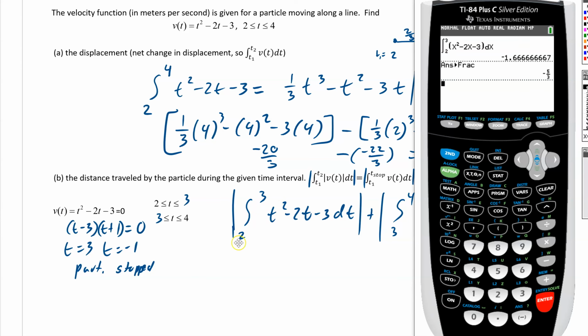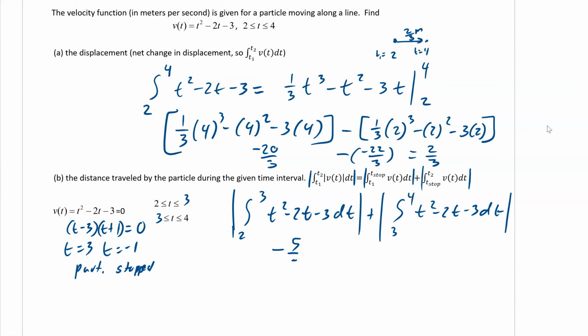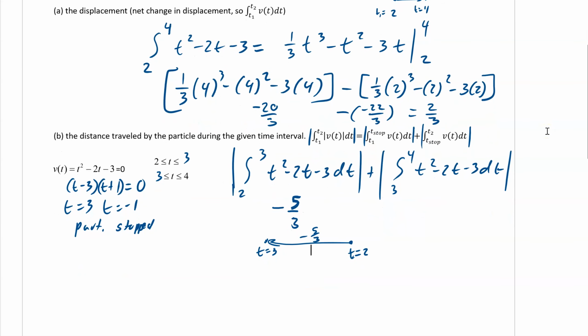So our first integral, from 2 to 3, that means it's traveled -5/3, which means our particle went left 5/3. -5/3 is its first distance. So far, our particle went from t equals 2 to t equals 3. It went this direction 5/3, right? Negative direction. So we want that to be a total distance, so that's why we take the absolute value of it, and now it's 5/3.